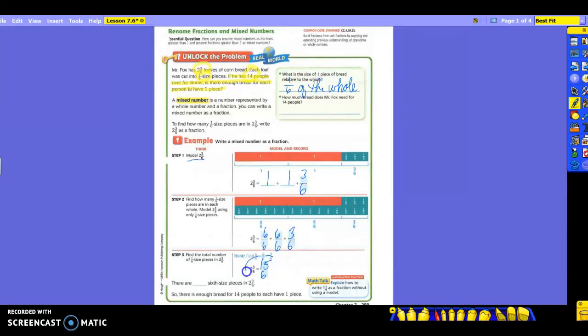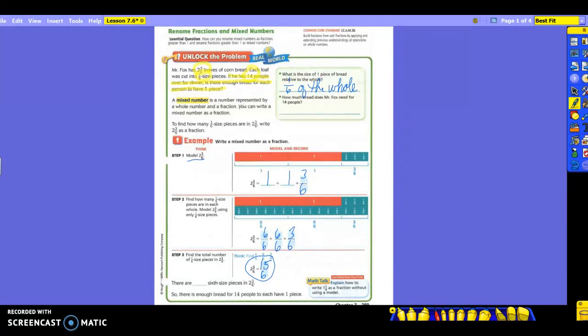So, these two things are equal to each other. 2 and 3/6 is the same thing as 15/6. Now, before, we've talked about how our numerator is always going to be smaller. Well, that was the case with what we were doing before. Now look at the numerator. It's bigger.